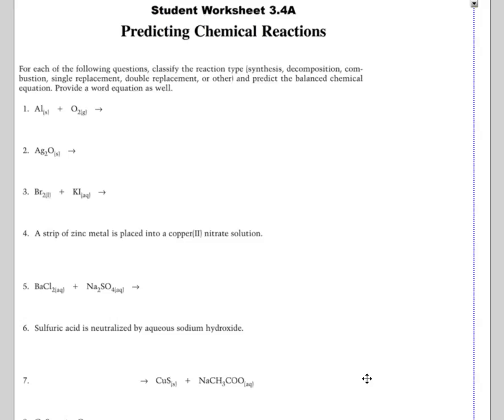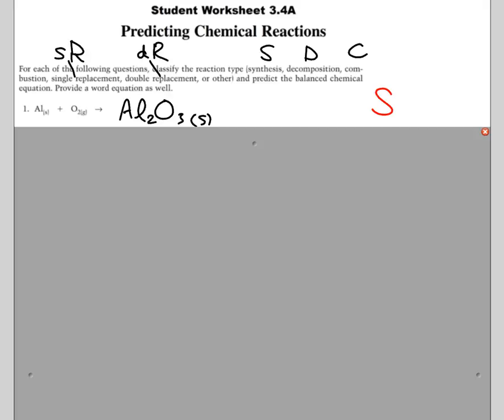I'm just going to give you a chance to work through some of these, and then I'll put up the solutions, and then we'll close off the video. Okay, to make things a little bit easier here, I'm just using a short form for single replacement and double replacement. Synthesis, decomposition, and then combustion.